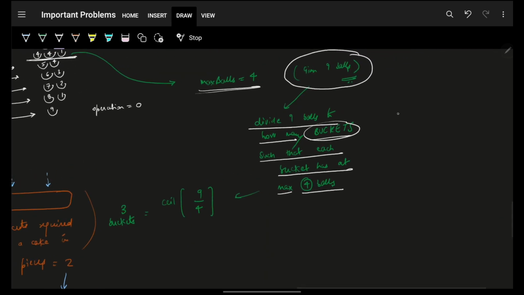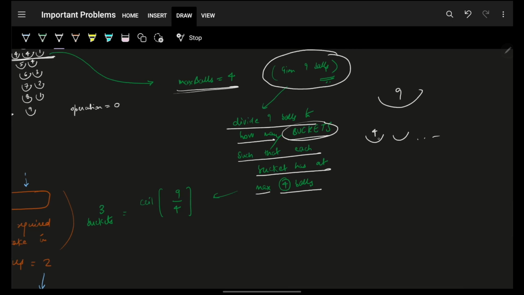Simply, now you are given 9 balls, and you have to divide them into some number of buckets such that each bucket has at most 4 balls. So obviously you will try as many as possible. You will put 4 balls in the first bucket, 4 in the next bucket, 4 in the next bucket. Oh, Aryan, this became a 12. You required only 9. Oh, that is true.